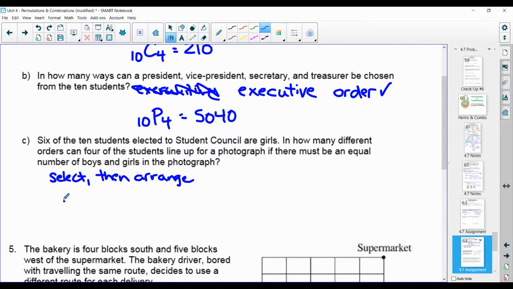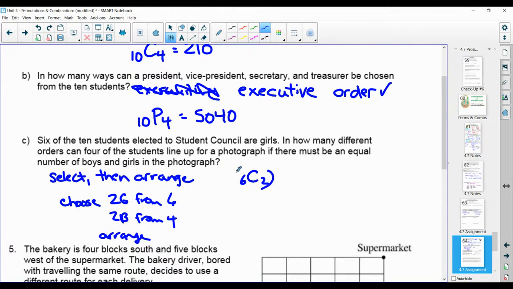So we're going to choose 2 girls from 6. We're going to choose two boys from 4. And then we're going to arrange them for a photograph. So we have 6 choose 2 times 4 choose 2 times 4 factorial. 15 times 6 times 24 equals 2,160.